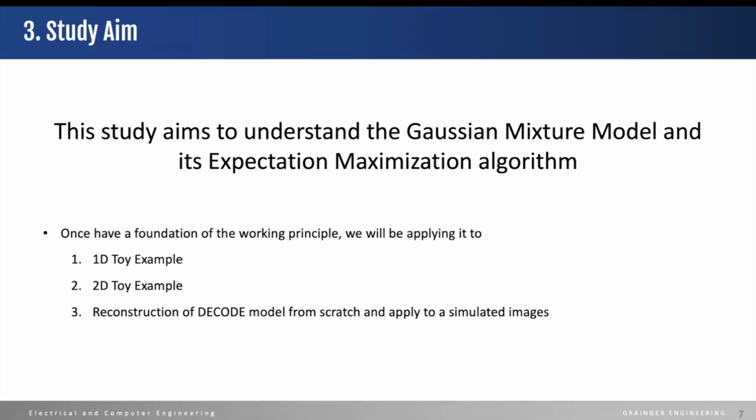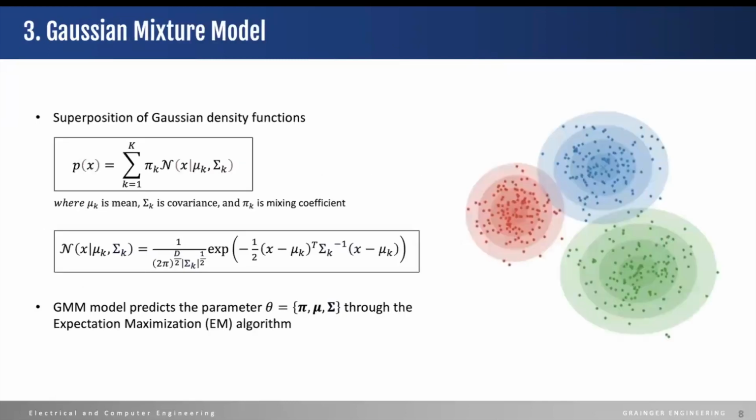So this study aims to understand the Gaussian mixture model and its expectation maximization algorithm. Once we have a good foundation of its working principle, we'll be applying it to the 1D toy example, 2D toy example, and also the reconstruction of the DECODE model from scratch and apply it to simulated images.